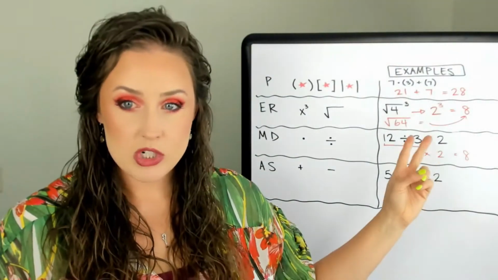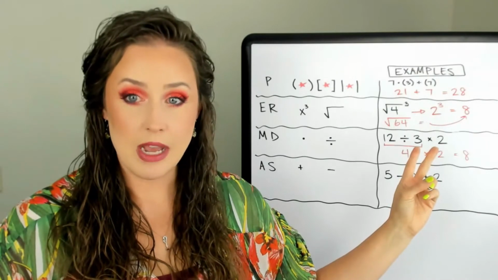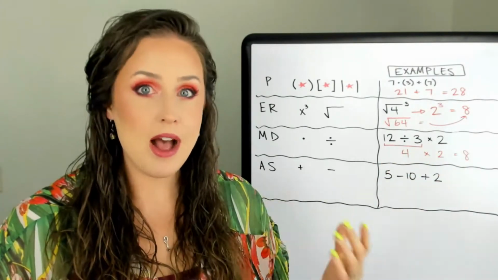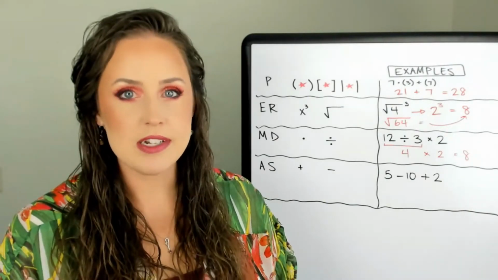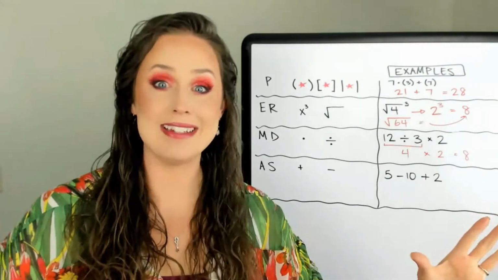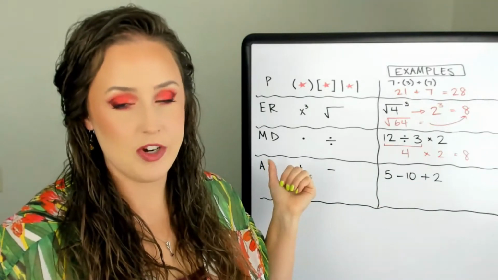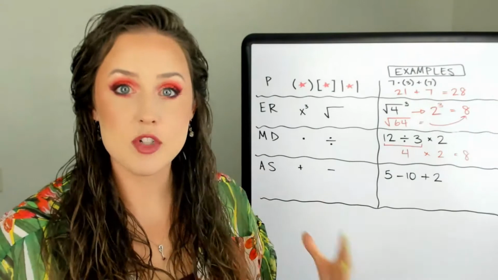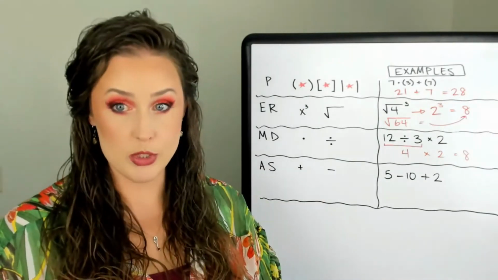But note, if you were to do the 3 times 2 first, that would be 6. 12 divided by 6 is definitely not 8. So that alone shows that you do have to go in a very specific order. You can't just wing it and always go with multiplication first. They're on the same level of importance, so do them left to right within whatever problem you're doing.